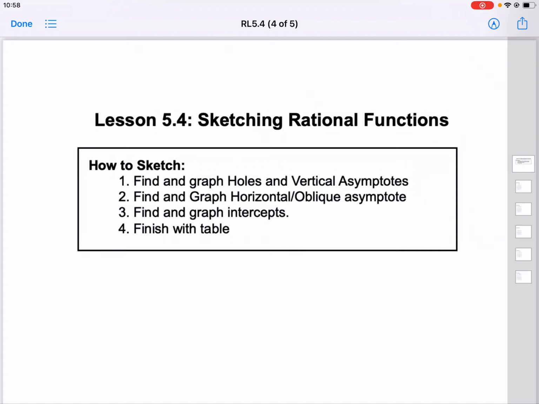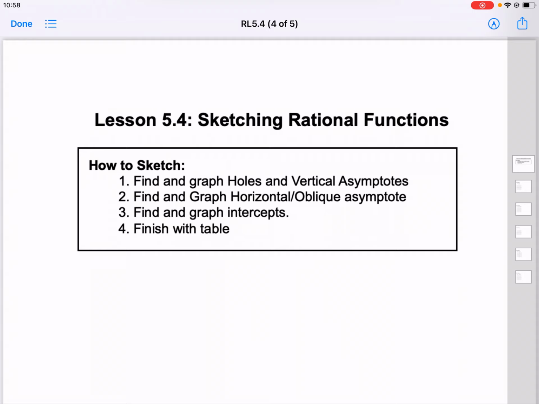All right, so we're going to go ahead and talk about how to sketch rational functions. This is where we're taking everything we learned from 5.2 and 5.3 specifically and combining it all together. So these are kind of the steps, and really all it is you need to find everything we've learned how to find. We need to find the holes, the vertical asymptotes, the x-intercepts, the y-intercepts, and the horizontal or oblique asymptote.